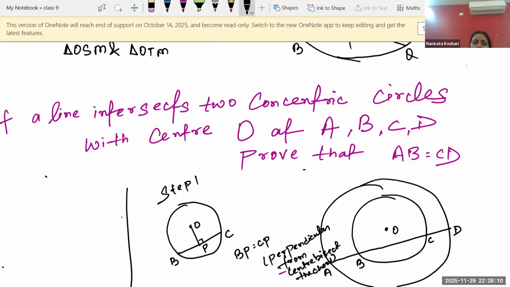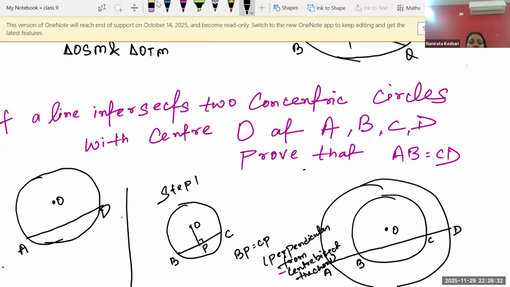Next, I have focused that the bigger one also looks like a circle. I can think of it separately. I don't have to draw it separately, but I'm just trying to show you. The bigger one is a circle, and this AD, does it look like a chord? Yes, it looks like a chord, and the center is still O.